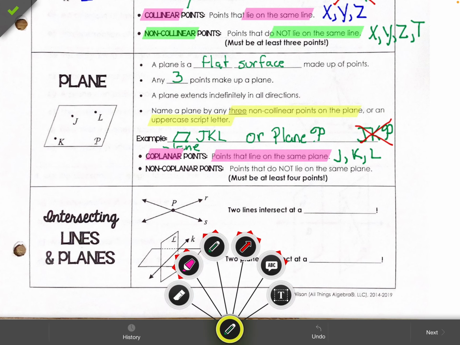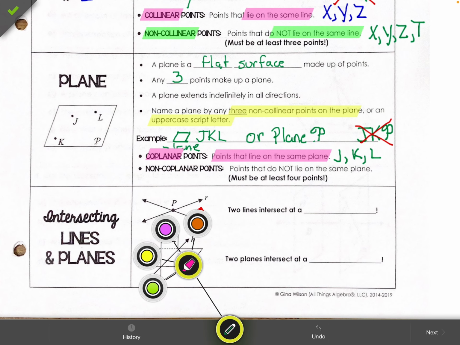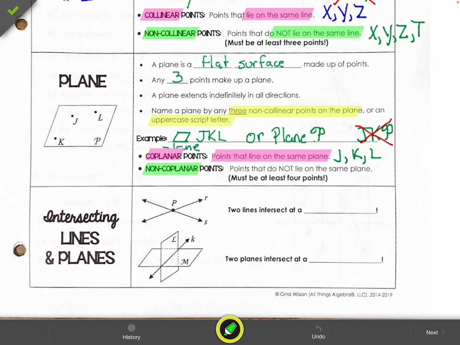The second vocab word that goes with your plane is non-coplanar. Okay? And remember, non, when you put it in front of a word, just negates it. It means not. So if you have non-coplanar points, they're points that do not lie on the same plane.